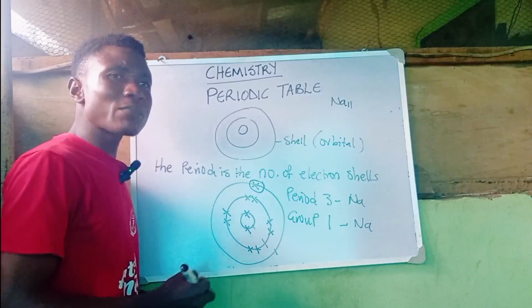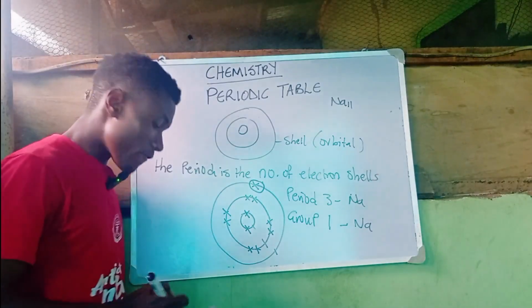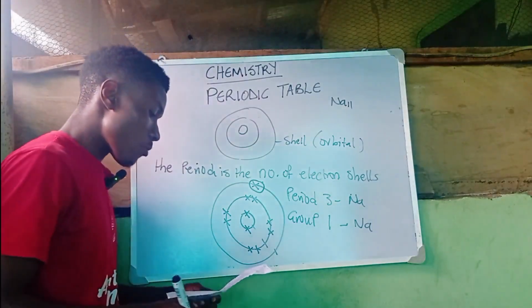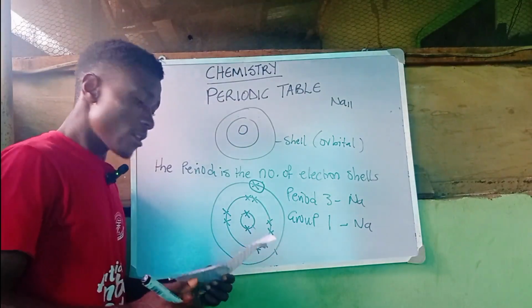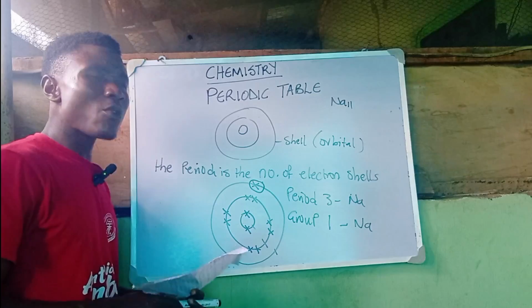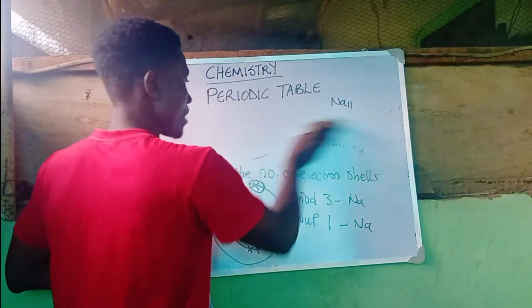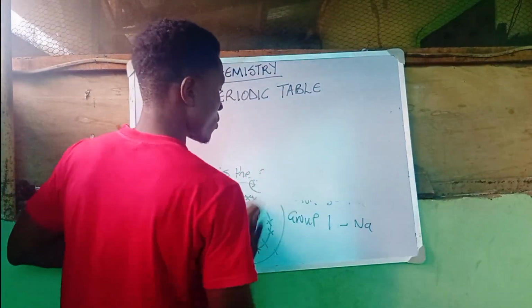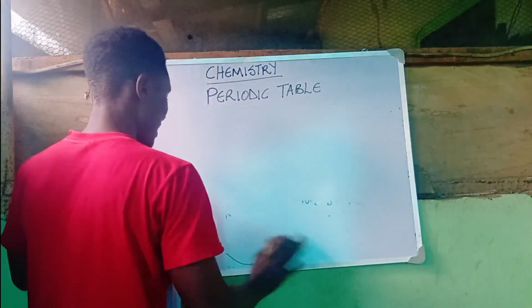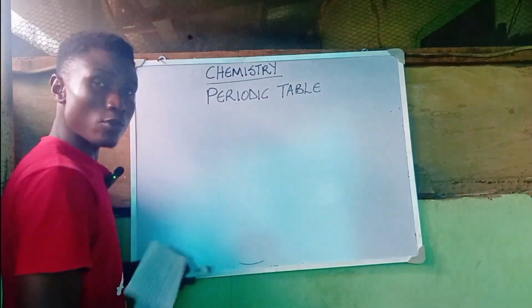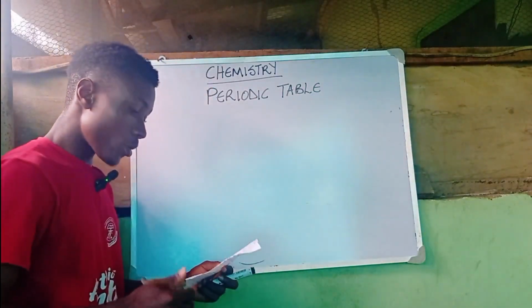This you can do for as many elements as possible as far as you know their atomic number, right? So like I said, we are going to be talking about the concept I mentioned, group 18 and the rest. So make sure you follow up. Let me see how I can break it down to your understanding.